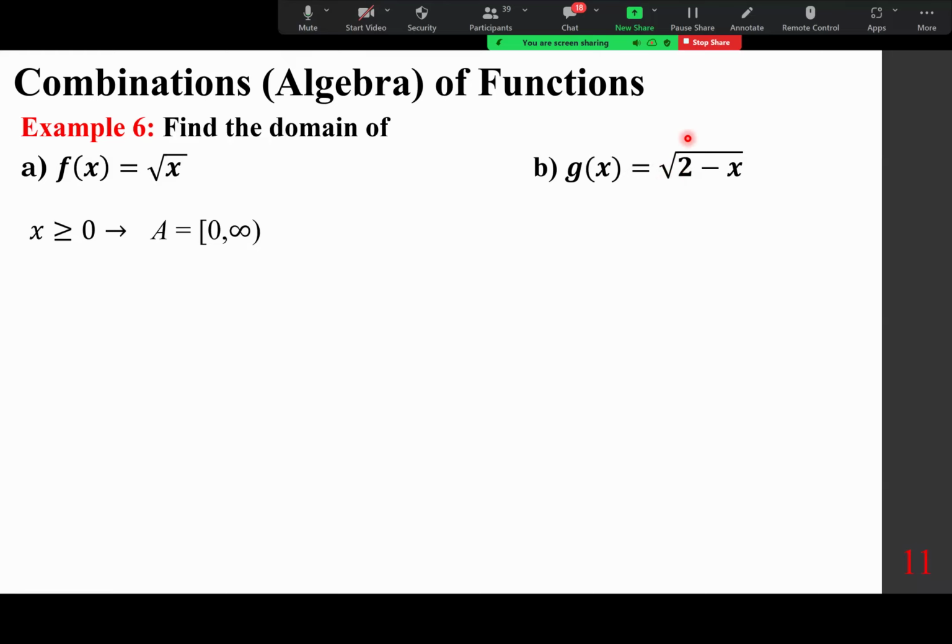This one, square root of 2 minus x. Again, you're dealing with an index which is even. So 2 minus x must be greater than or equal to 0. And you just can move that here. x is less than or equal to 2.